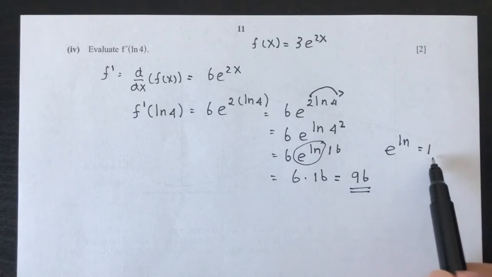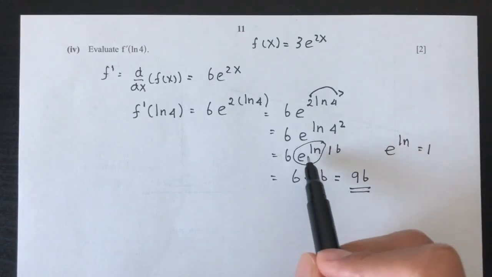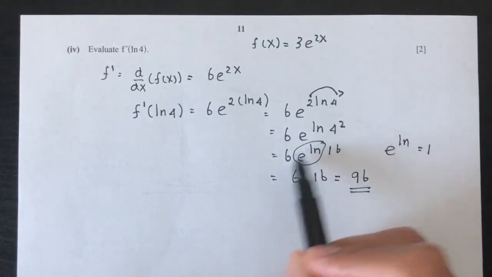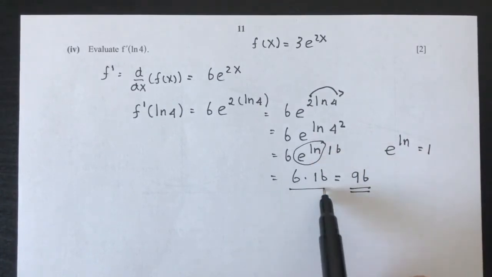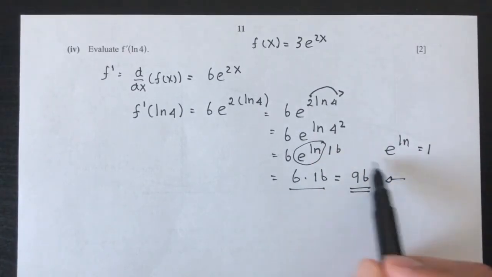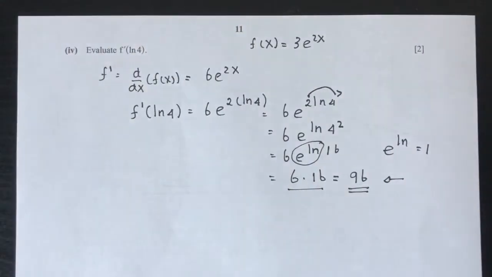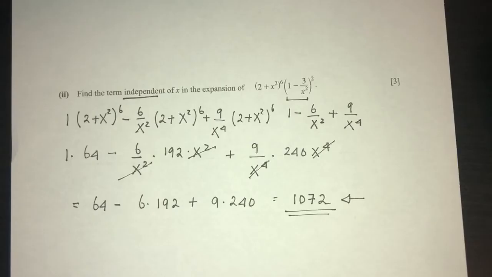So the e^(ln) goes away, you get 16. 6 times 16 becomes 96. That will be your answer for part 4. That is question number 8. Now let's move on to question number 9.